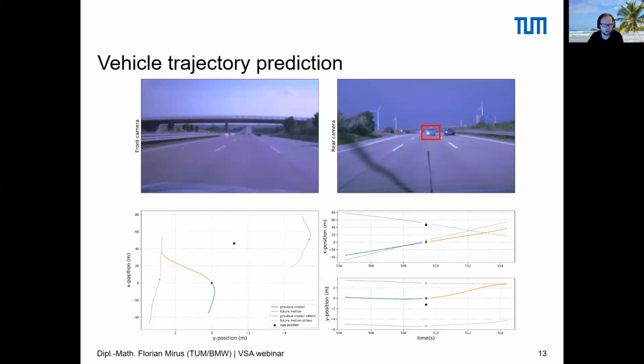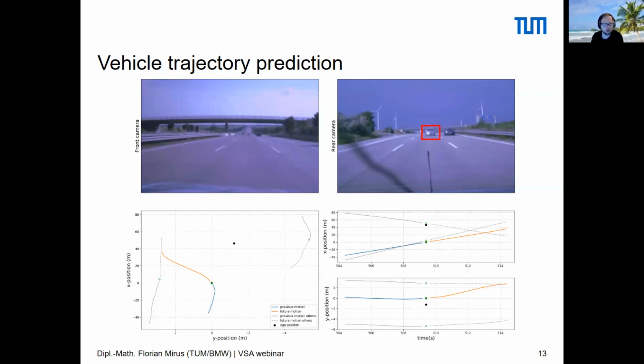In the lower row, this is a visualization of the positional data. The ego vehicle is indicated by this black dot. The green dot indicates the position of the target vehicle, the blue line indicates the past motion, and the orange line indicates the future motion, and these gray lines are the motion of the other vehicles. Basically, the idea is to predict the orange line based on the blue line and the gray lines.